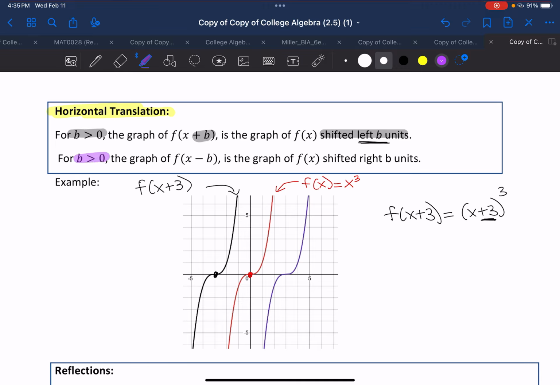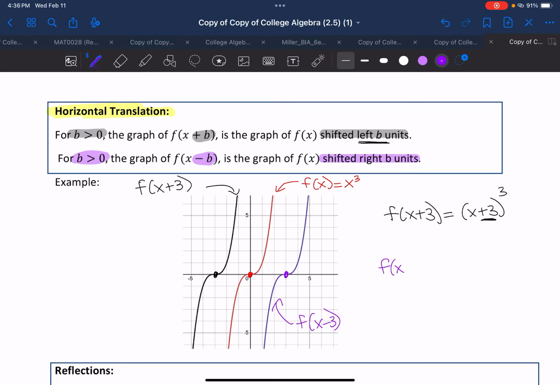And then the next one is when we have a b greater than 0 and we subtract b directly from the x in a base graph, then that would be the base graph shifted to the right b units. And so that's what we see in purple. This is f of x minus 3, because now it's been shifted to the right 3 units from the original base graph of the red one. It's shifted to the right to get to here. And all the points have shifted to the right on that function.